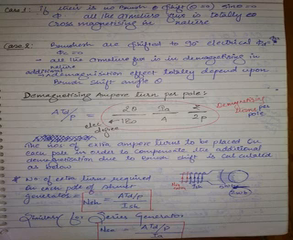Demagnetizing ampere turns per pole. Simple. Why you are calculating this, you will understand later.